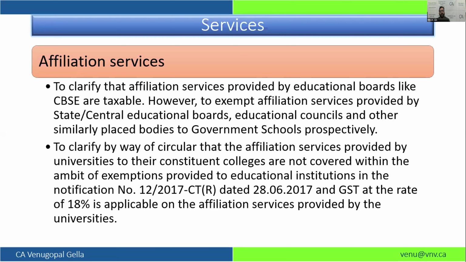covered within the ambit of exemption provided to educational institutions by virtue of notification number 12/2017 central tax rate dated 28 June 2017, and the GST rate applicable on such affiliation services provided by the universities to respective colleges will be 18%. Many universities were of the opinion that such affiliation services are exempt by virtue of notification number 12/2017 central tax rate, but that is not the case, which has been clarified by the council in its 54th council meeting.